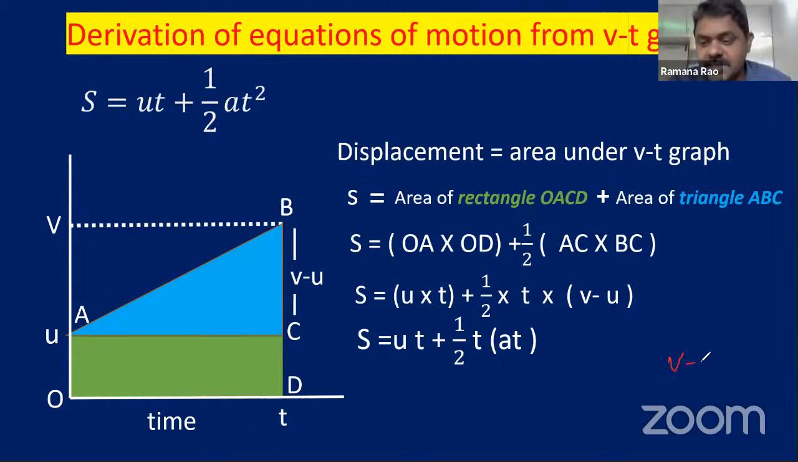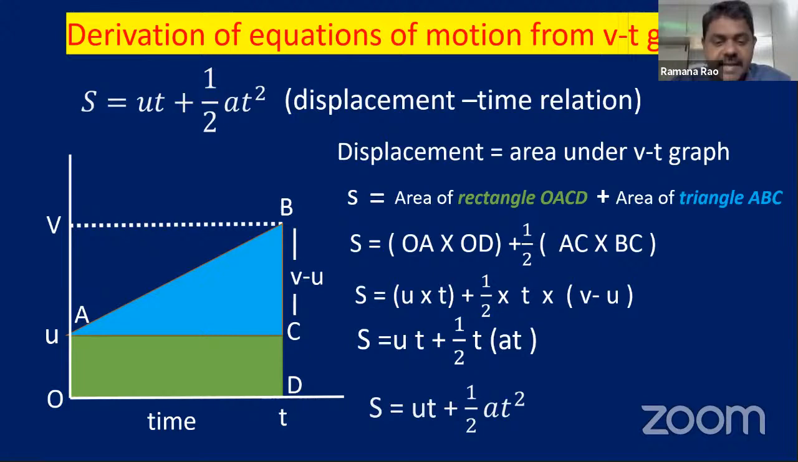So v minus u is equal to at. This comes from v is equal to u plus at, the equation of motion. From this relation, you can substitute v minus u as at in this equation. Then if you simplify, you'll get S is equal to ut plus half at square. This is a very, very important relation.